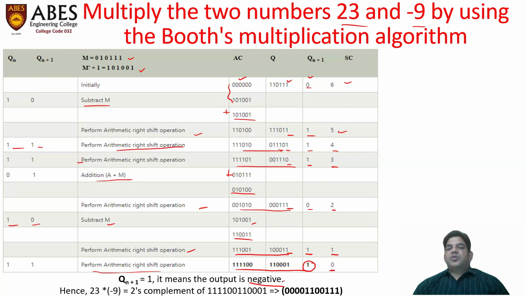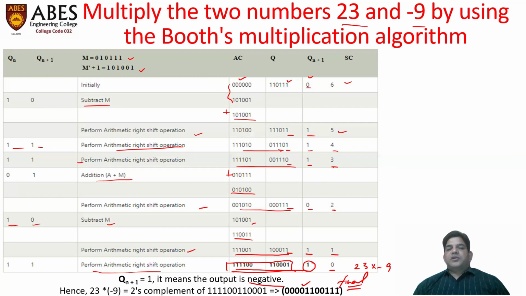So we are getting that the Qn plus 1 bit is 1, which means the output is negative. In order to find the real value, we have to take the 2's complement of this number, that is AC and Q. When we take the 2's complement of this number, we get this value. This is the final product of 23 into minus 9.